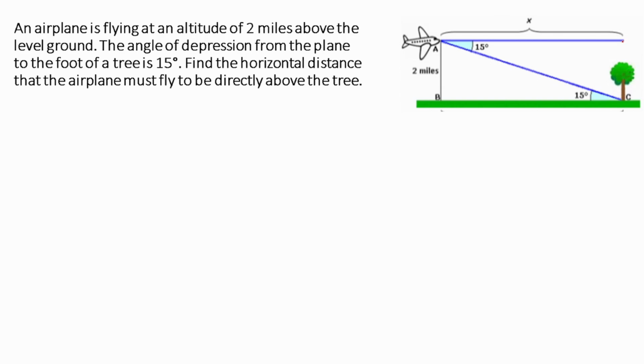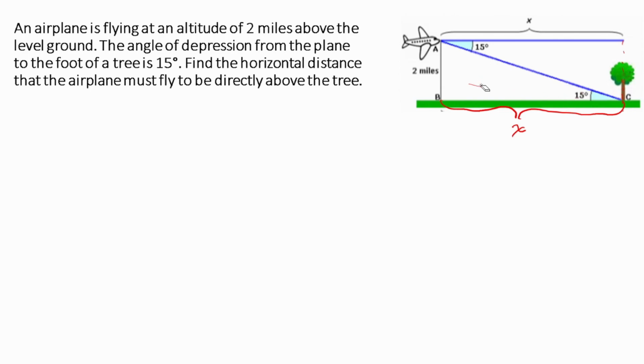Well, one thing we could do is say, hey, this is like a rectangle. So if this is going to equal x, then down here is going to equal x. And the reason we want to do that is because now we have one triangle here. This bottom triangle, where we have 15 degrees, a 2 mile distance up to our airplane, and x, which is our horizontal distance.